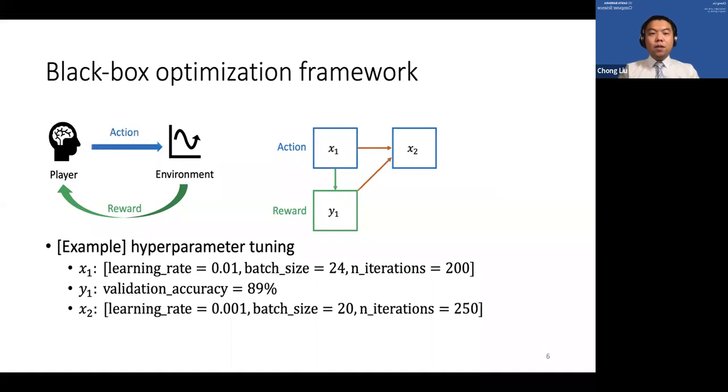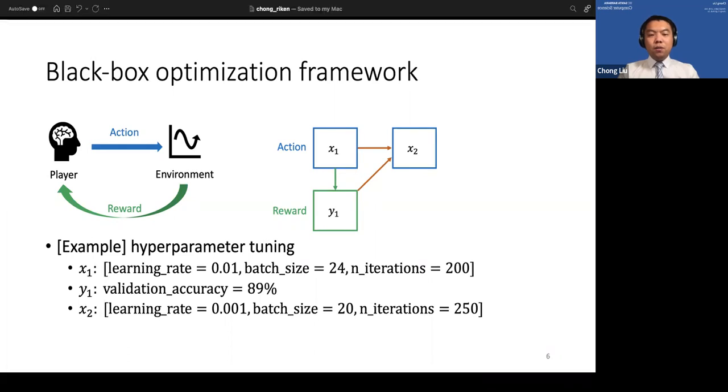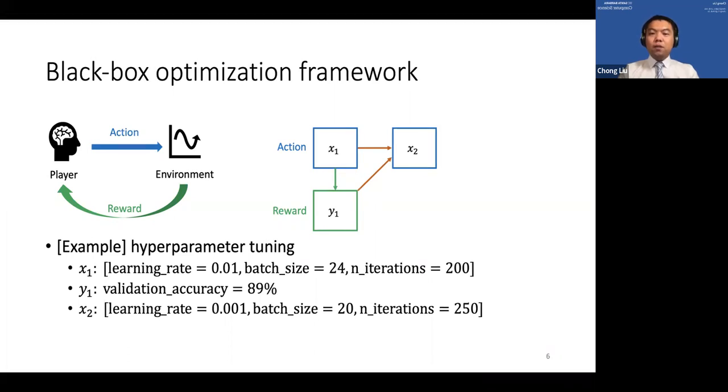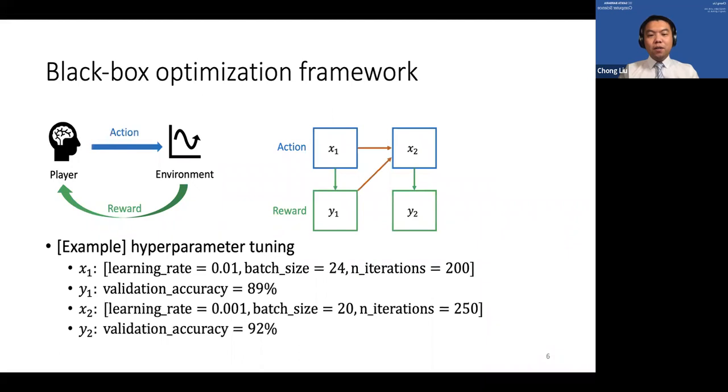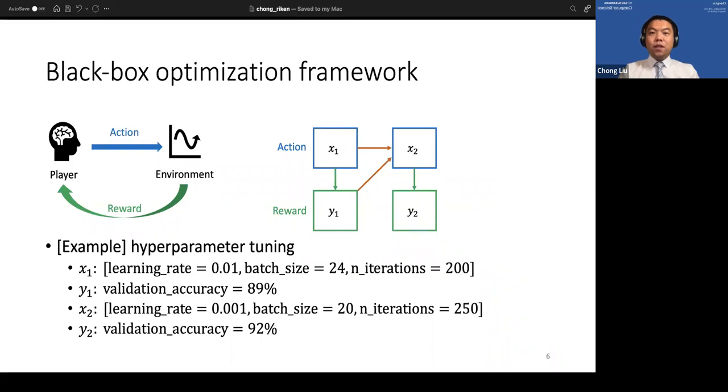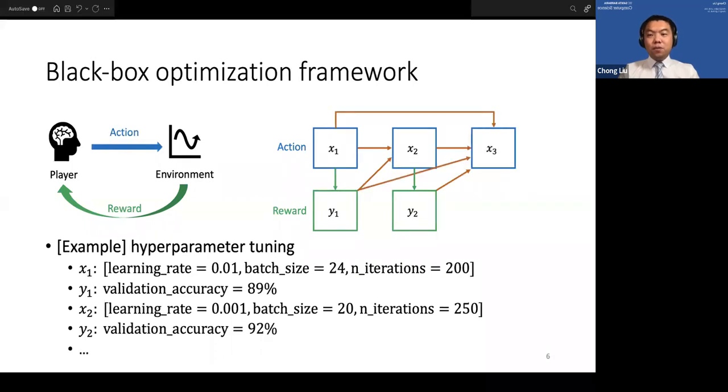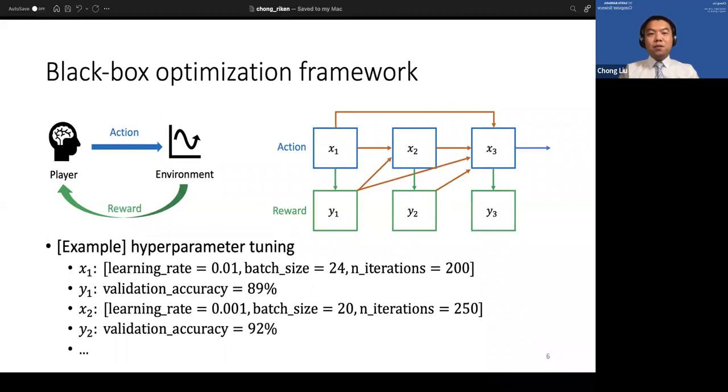And then the player takes another action. I call it x2. x2 in this example is learning rate equal to 0.001, batch size equal to 20, and number of iterations 250. And the new reward, I call it y2. y2 is validation accuracy equal to 92%. And this whole process is able to continue, right? That is x3, and then I have y3, and this game can be played until some time. This is the framework of the black box optimization.